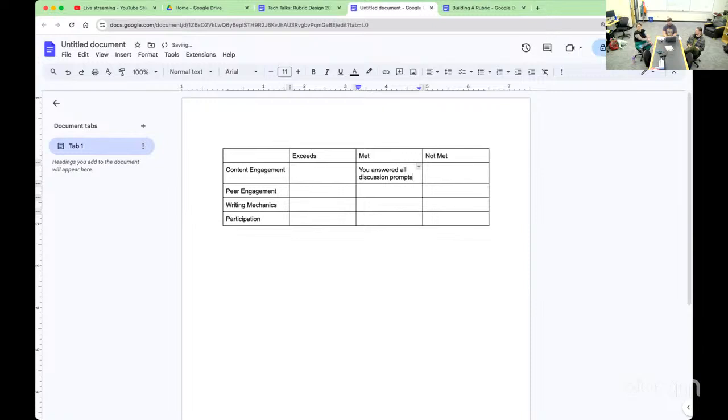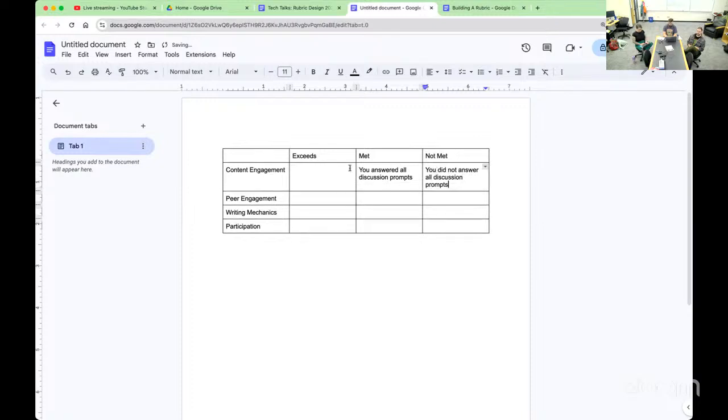you answer all the discussion prompts. I also kind of like doing rubric descriptions in that second person. Did you do it? Not the student, not the learner, just did you do it? Did you answer all the discussion questions? You did? Great, then you met the criteria. Did you not answer all the discussion prompts? You did not address all discussion prompts. That's the not met.